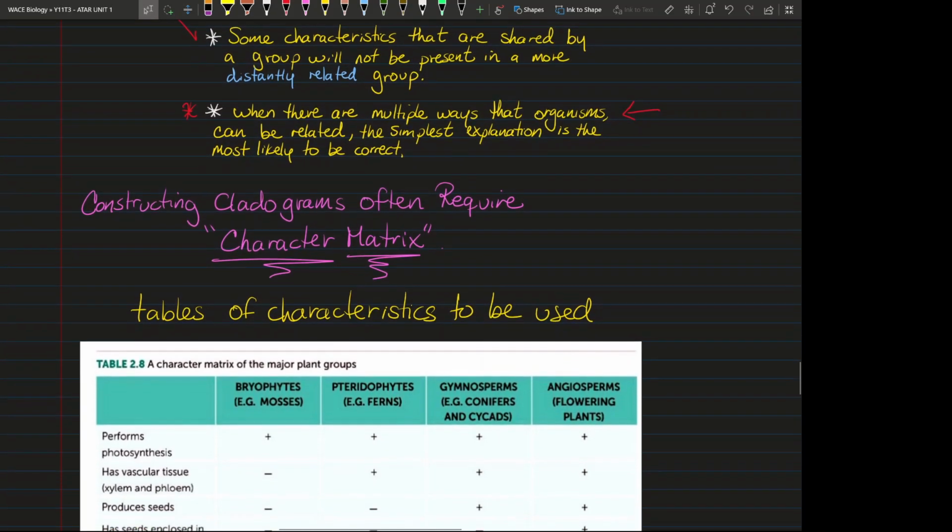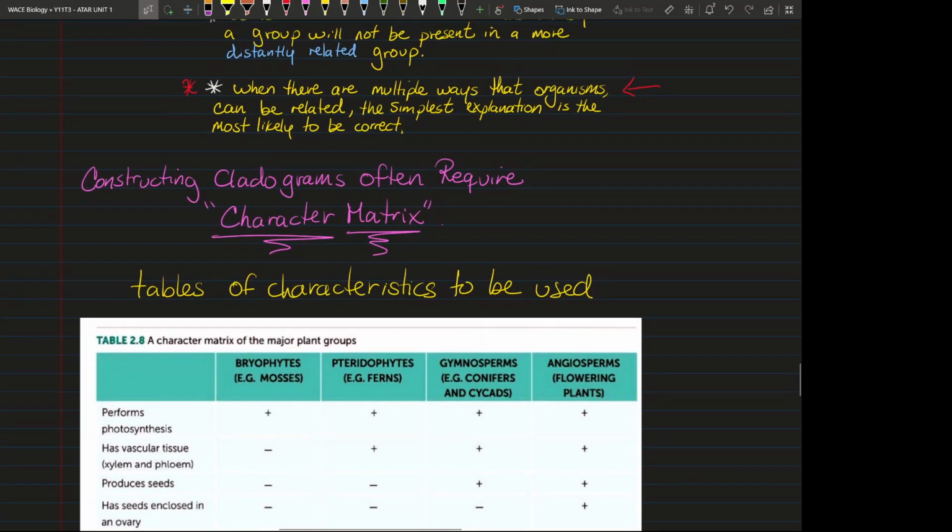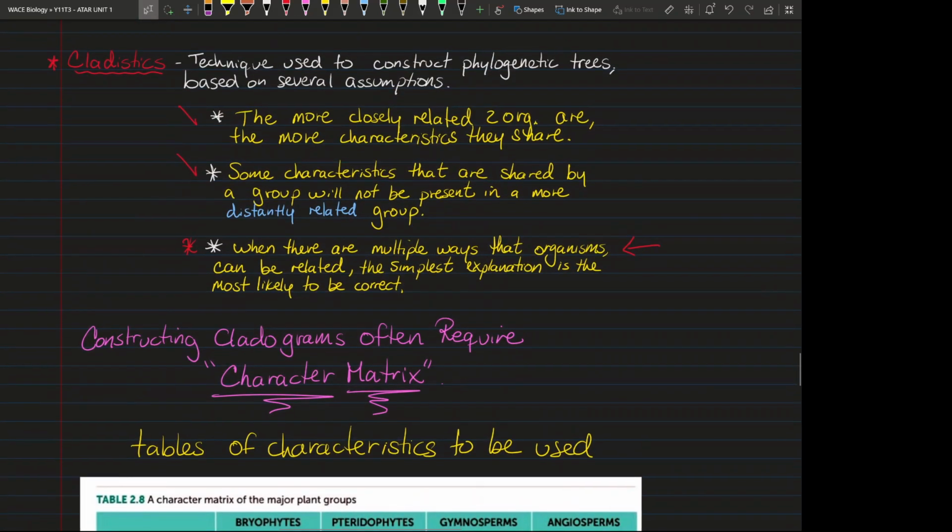So when you have these assumptions and you make a phylogenetic tree, right? They're referred to as cladograms. Okay, so phylogenetic trees that use these 3 assumptions are referred to as cladograms.